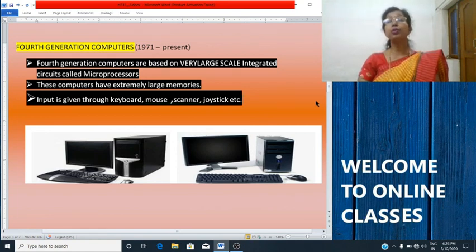Input is given through keyboard, mouse, joystick, etc. and output is displayed through monitor, printer, plotter, speakers, etc. All personal computers manufactured by IBM, Dell, Compaq, Lenovo, etc. belong to the 4th generation computers. So these are the examples of 4th generation computers.